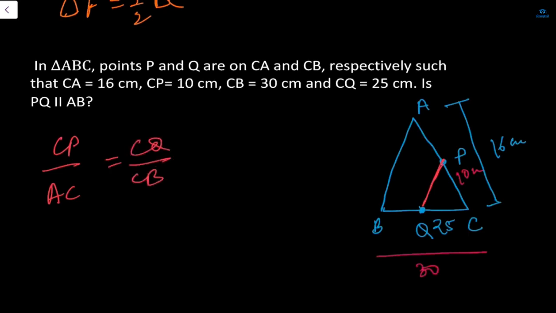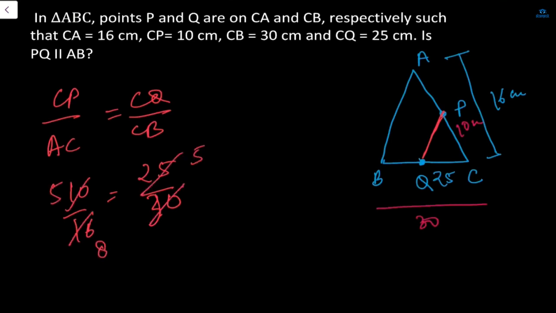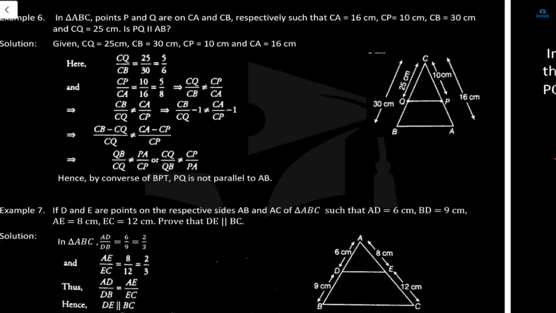So what will be the ratio? Here it will be 10 upon 16 compared with 25 upon 30. Yes, am I right? Yes, ma'am. So 2 into 5 is 10, 2 into 8 is 16, and 5 into 5 is 25, 5 into 6 is 30. So 5 by 8 versus 5 by 6. You can see that they are not equal. Yes or no? The ratios are not equal, so you can say that the lines are not parallel. If you want a proper proof, you can note from here.